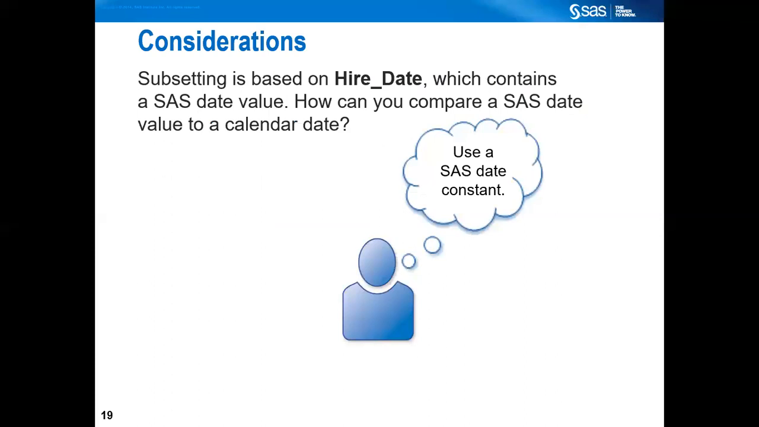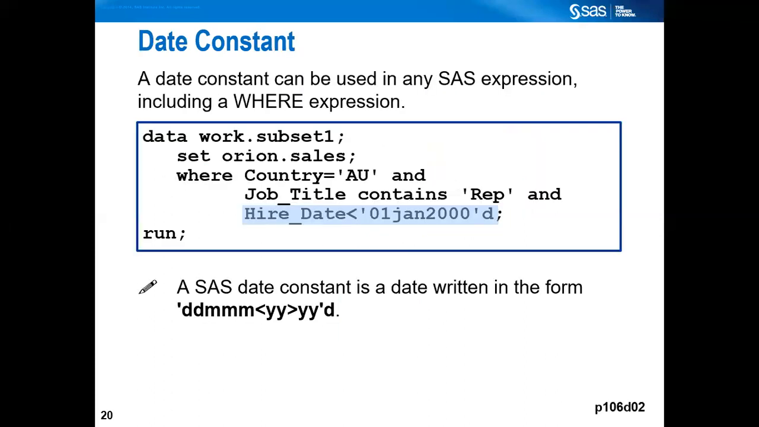Fine. So how to subset on hire date, that we'll see later. So they want all the people who were hired before 1st Jan 2000. You can apply this with a date constant in your expression. You put your date in the form of 2 digits of day, 3 letters of month, 4 or 2 digits of year, put it into quotes and add D. So this calendar date with the D constant will be converted into a SAS date. This is one way you can subset your data on hire dates.